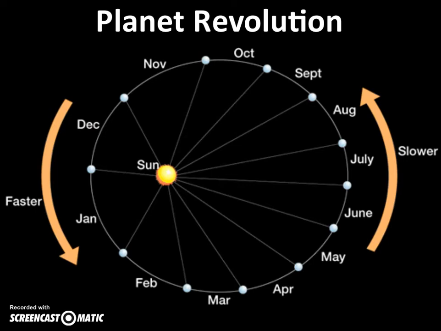So think about figure skaters. Has anybody ever seen figure skating? If you have, when they hold their arms all the way out, stretched out as far as their arm span can go, they're moving pretty slowly. But if they pull their arms in and hold them close to their body, they start spinning faster and faster and faster.